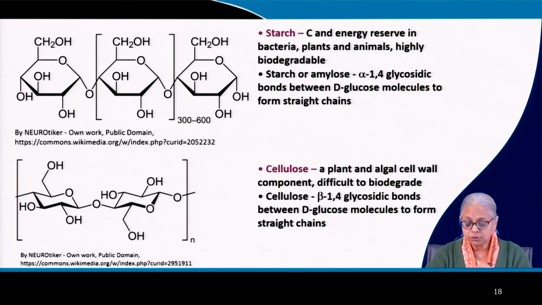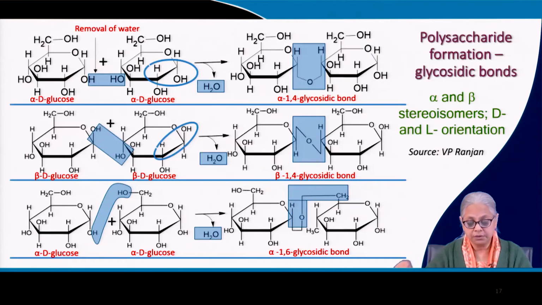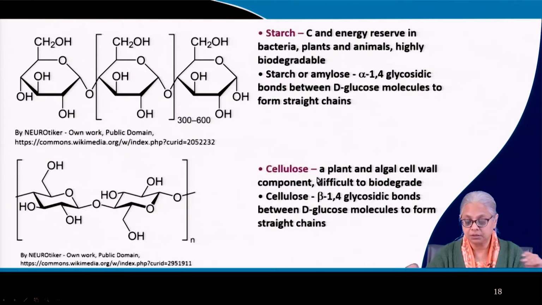Now, we also have another polymer, and that is cellulose. Cellulose is found in the cell wall of plants and algal cells. It is very difficult to biodegrade. So you have seen that if you look at plants, when they die and they start rotting, it's the leafy part of it that degrades first, and the stem and the branches are much harder to degrade, and those stems and branches are formed of cellulose. And these cellulose polymers are made out of beta 1,4 glycosidic bonds. So here is our beta 1,4 glycosidic bond, and these are also straight chains.